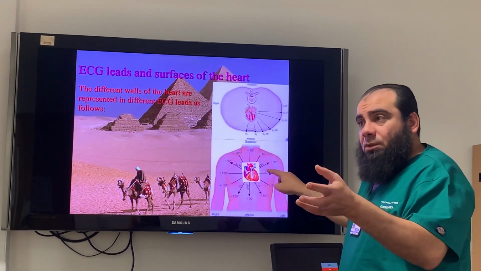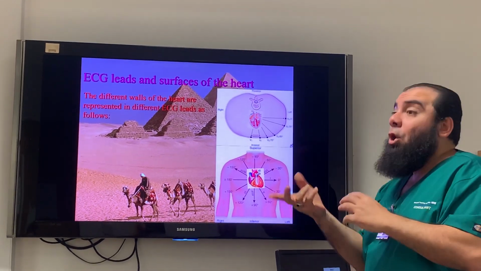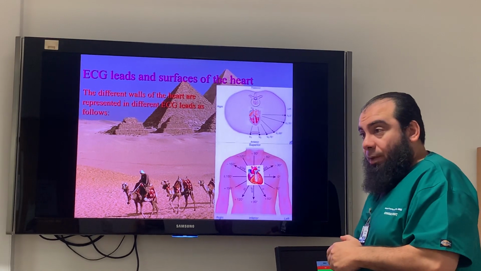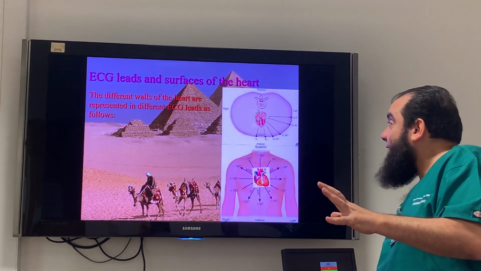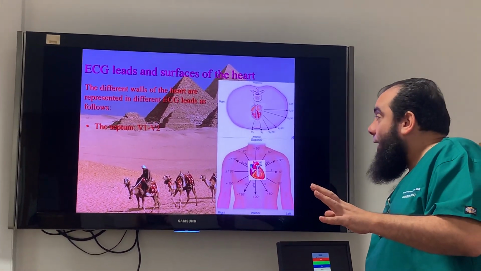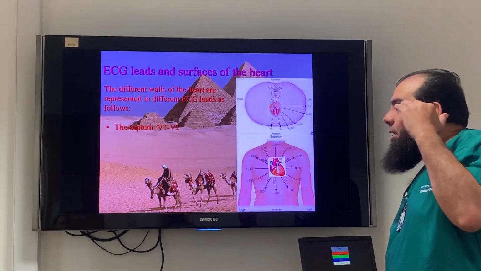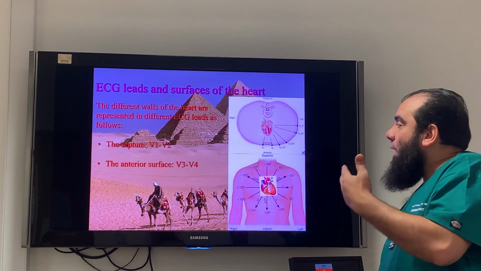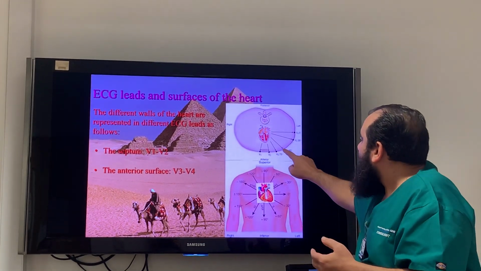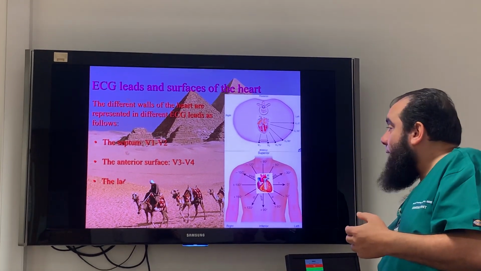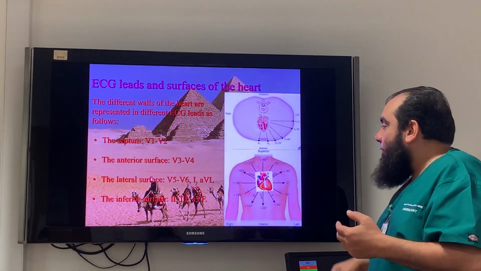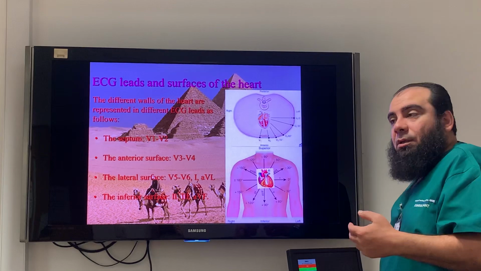Always positive. Some cases can be negative. I'll discuss what's supposed to be. It is a bit basic, which looks initially boring, but it is something to put in as a base we can build on. So septum is V1, V2, anterior surface is V3, V4, and lateral surface is V5, V6, and lead 1 and AVL. Inferior surface, as we agreed, is down there.